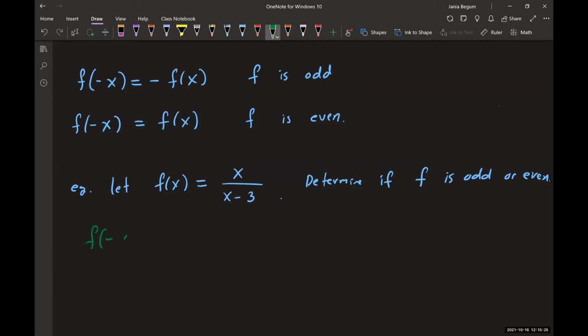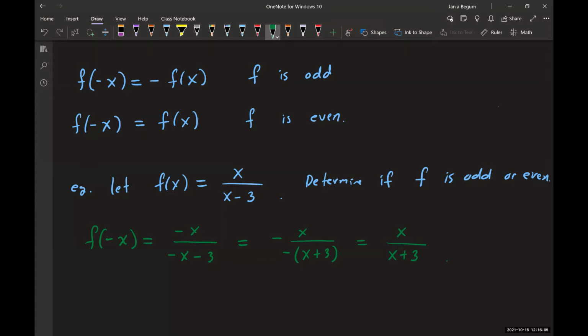If I evaluate f at negative x, what do I have? I plug in negative x here and negative x here and just simplify that. So we have negative x over negative x minus 3. If you simplify this, I pull a negative out from the top over x, and I pull a negative 1 from the bottom. That gives me x plus 3. And then the double negative, I can cancel them. So I get x over x plus 3.